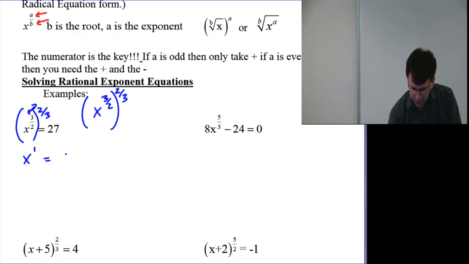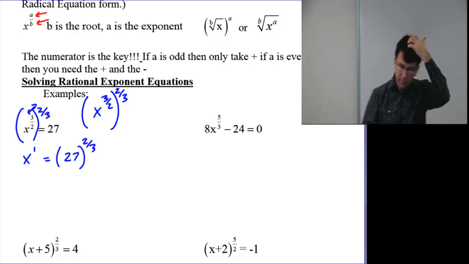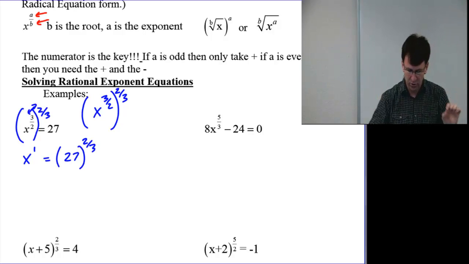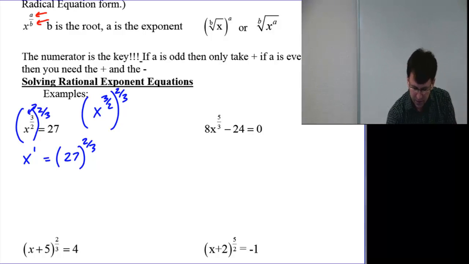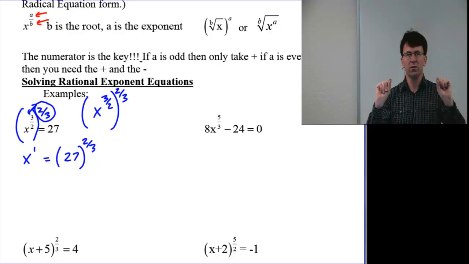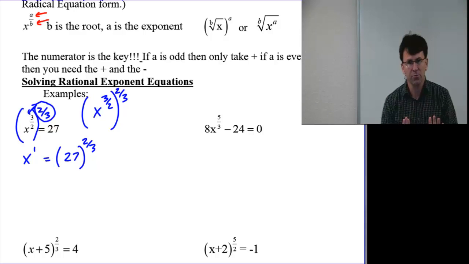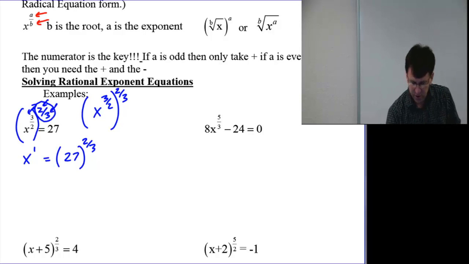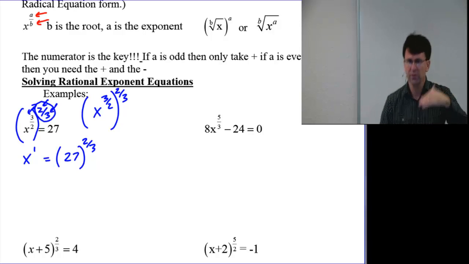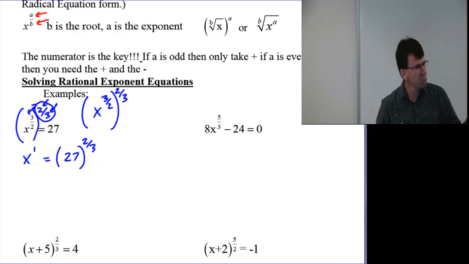And so on the other side, I'll get 27 to the 2/3. Now, we need to be paying attention to what we just did. If I say raise this to the 2/3 power, in one step I'm saying let's square it, and we're going to take the third root of it at the same time, because the 2 is on top, meaning we're squaring it. The 3 is on the bottom, implying a third root. If you take the third root of each side, everything's fine.